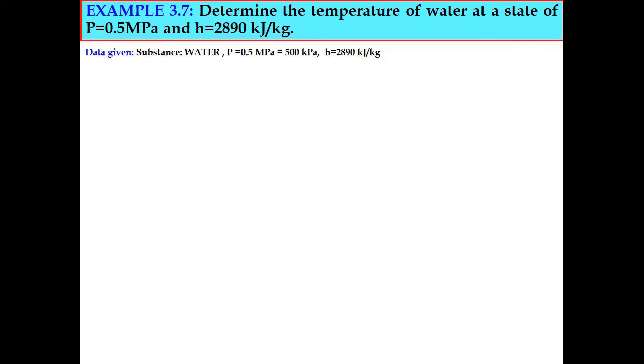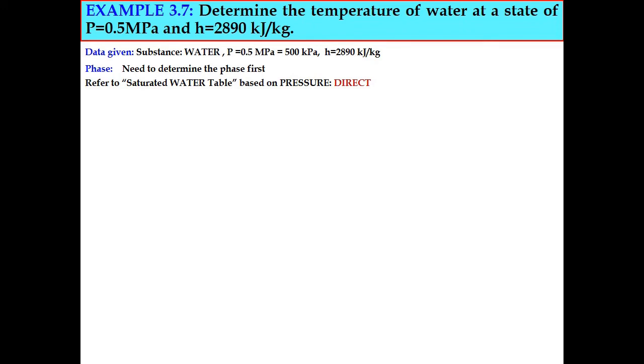In terms of data given, first write down whatever data is given. So the substance is water, pressure is 0.5 megapascal, also equal to 500 kilopascal, and enthalpy H equal to 2890 kilojoule per kg. So first determine the phase of the state given. Refer to the saturated water table based on pressure. Remember, in order to determine the specific state condition, you need to refer to the saturated table first.